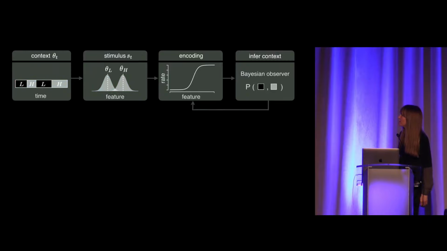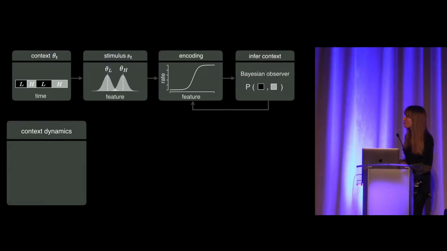Okay. So I'm going to refer to my context by theta, and because it's changing in time, I'm going to give it a time index t. And this context is going to generate different distributions of stimulus features, and I'm going to refer to these as low and high. Low because in one case this distribution has a low mean, and high because in the other case it has a high mean. So you can see that the context here is switching between low and high over time. And ultimately our Bayesian observer is going to be inferring whether the environment is in the low state or the high state.